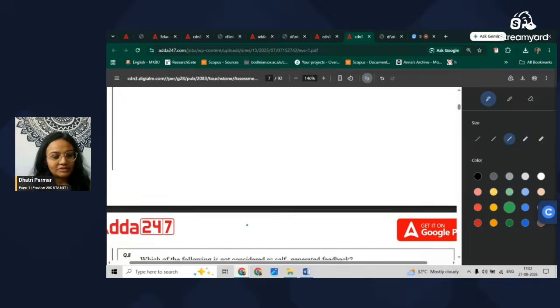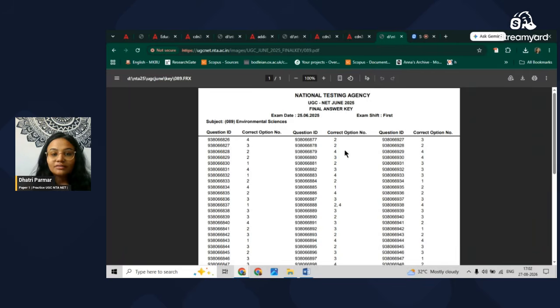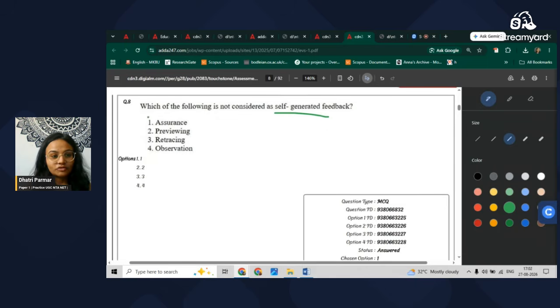Moving to the next question: which of the following is not considered as self-generated feedback? The keyword here is self-generated, and feedback comes from the communication unit. The options are assurance, reviewing, retracting, observation. The answer is assurance, because it is not self-generated. Reviewing we can do by ourselves, retracting we can do, observation we can do. Those are considered self-generated.